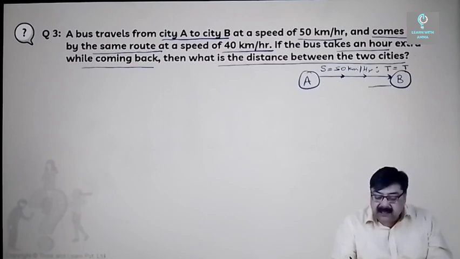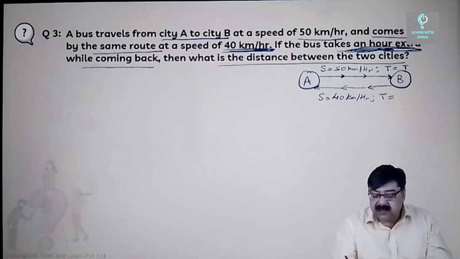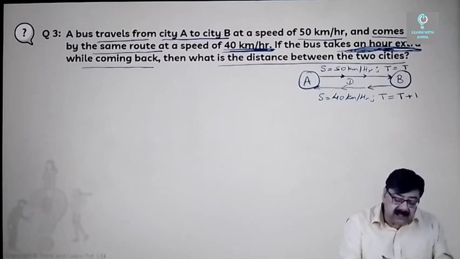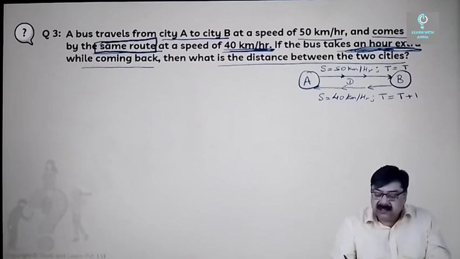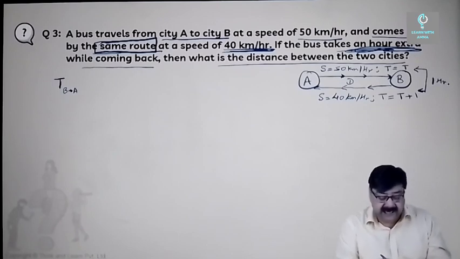And while coming back, the bus travels at the speed of 40 kilometers per hour, but this time the time taken is an hour extra while coming back. So that is T plus 1. Obviously, the distance between the two cities while going and coming back remains the same because he is coming back via the same route. Now, the difference between the two timings is 1 hour. To travel from B to A, time taken is TBA.